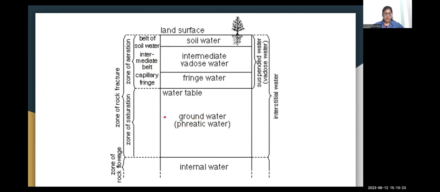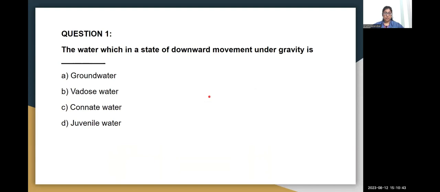So I'll move on to the first question. You can type in your answers in the chat box. Daneshan, I'll give you the question and you can type in the answer in the chat box. Once you do that, we can move on to the solution. The first question we are discussing is this one. The water which is in a state of downward movement under gravity, what is it called? It's called groundwater, Vadose water, connate water, or juvenile water.